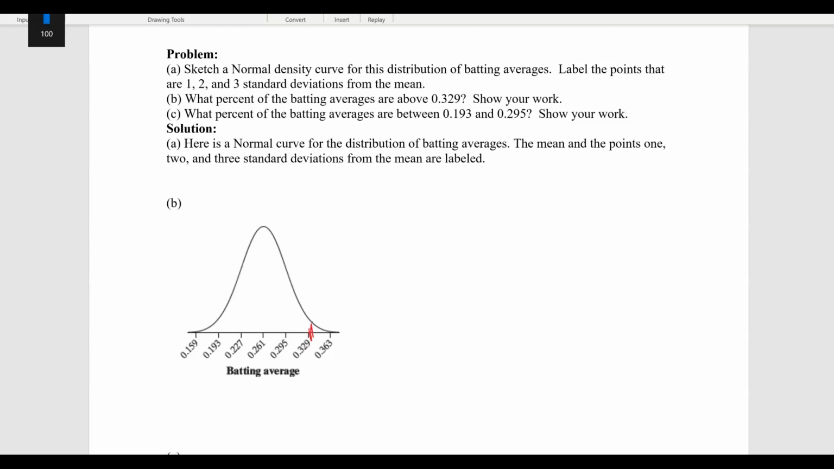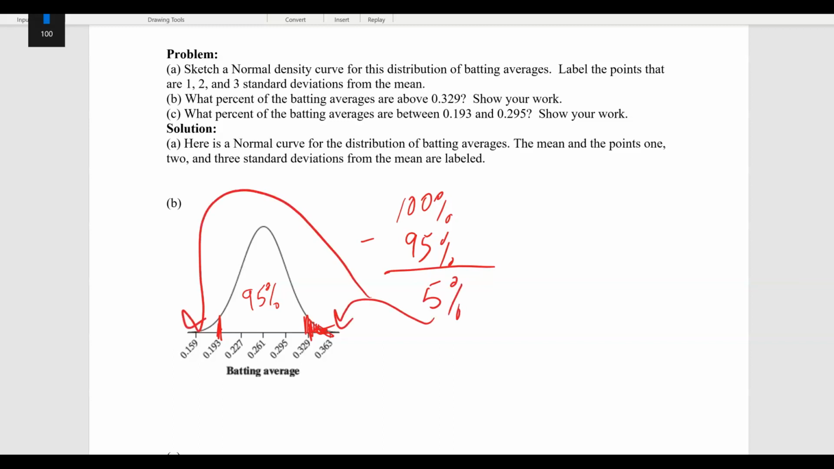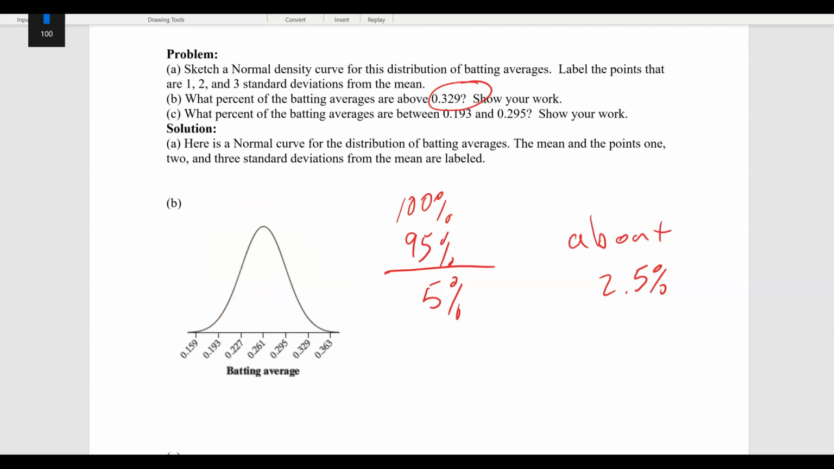So let's go back to answering this question again. Above 0.329. We can see 0.329 is 2 standard deviations above the mean, right? Well, remember what's happening here. 95% lives from 2 below to 2 above. So if we take 100% minus 95%, that leaves us with 5%, right? That gets divided into 2 tails. So what percentage would live above 0.329? About 2.5%. Okay, and that's just using the 68, 95, 99.7 rule, right? We're going to start to lean on our graphing calculators to answer these questions, but if it's a specific number of standard deviations above or below, then we won't need a calculator. We can just use that 68, 95, 99.7 approximation.